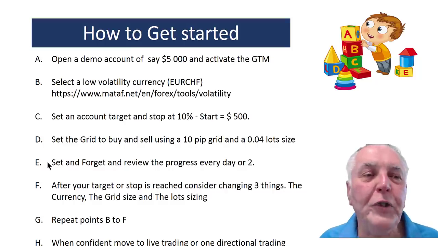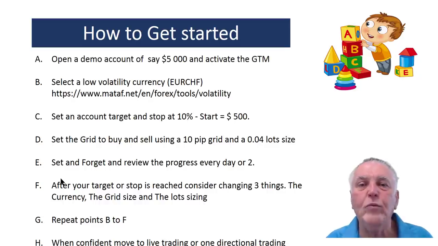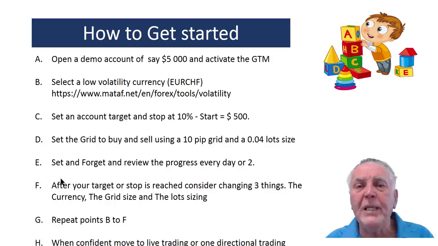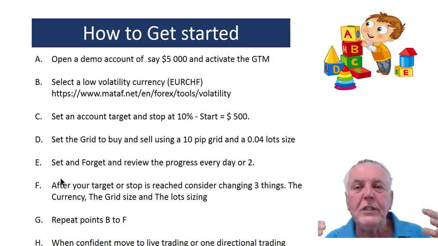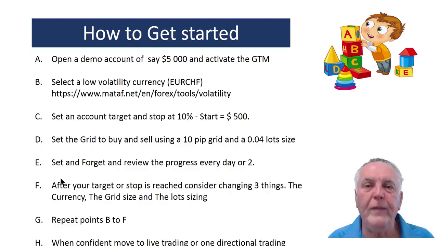All right, so now we're on to E. So what we do now is we set and forget. We just let the EA run. And we have a look at it every day or so, but it will open buys and sells, and it'll cash in a lot of things. And sometimes the equity will go negative and sometimes it will go positive. Just sit back and relax and let the EA run and let the multiplier effect happen.